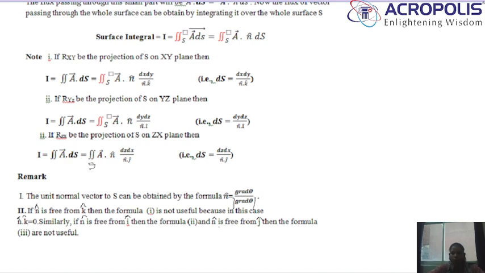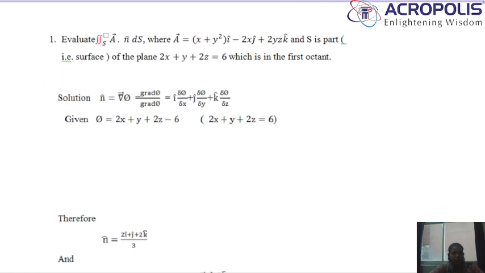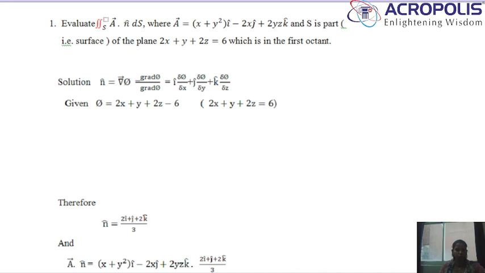Now let's illustrate this concept with the help of an example. Now let's move on to the example. On our screen, first we have to evaluate the double integral of A dot n cap ds, where A is a vector defined by (x plus y square) i minus 2x j plus 2yz k, and S is the part of the surface of the plane 2x plus y plus 2z equals 6, which is in the first octant.